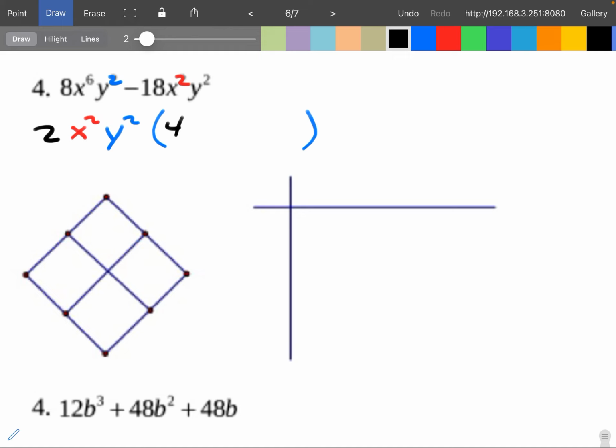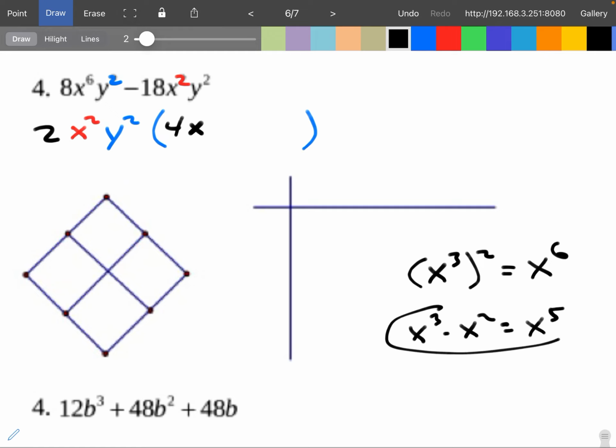X to the what? Some people said x to the 3rd. Some people say x to the what? No, that wouldn't do it. Now you got to remember your rules for exponents, right? If you do x to the 3rd squared, that's x to the 6th, right? But if you do x to the 3rd times x squared, that's x to the 5th.